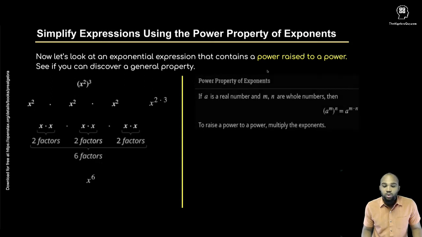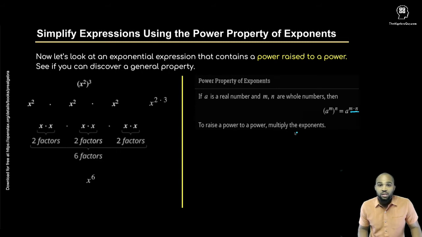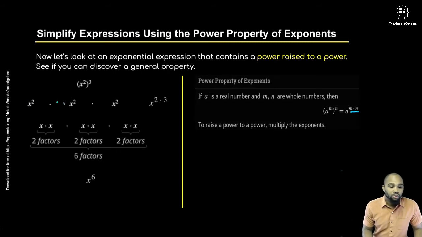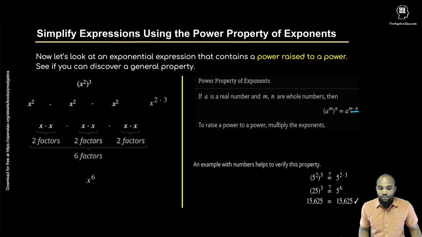So there's a rule here that if you have an exponent raised to a power, all you need to do is multiply these two, and it'll simplify it instead of having to write all the terms out, as you see over there. So here's an example of how it would look.